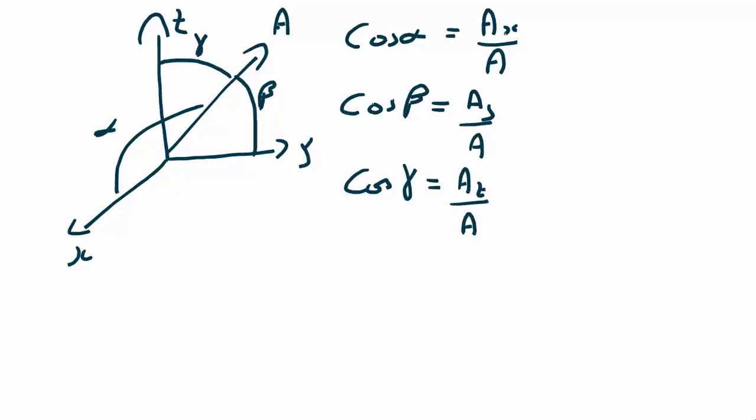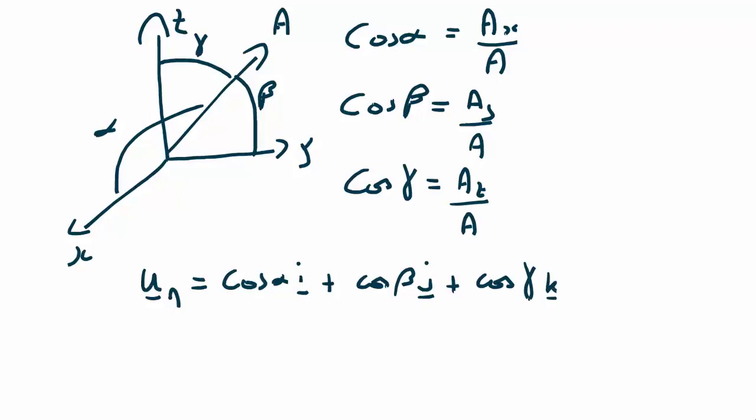And then knowing these three facts, we can then substitute those back into our definition of a unit vector. So we can say, well, our unit vector we've very simply described as cos alpha i plus cos beta j plus cos gamma k. So that's a very brief introduction to unit vectors. So a unit vector describes the direction of a vector but has no magnitude or any units associated with it.